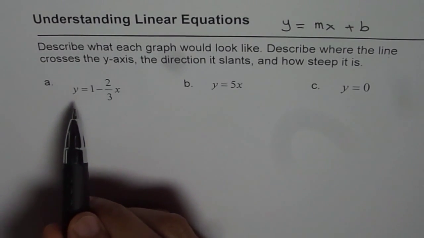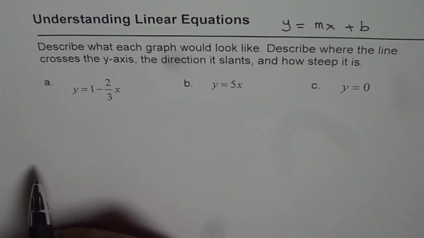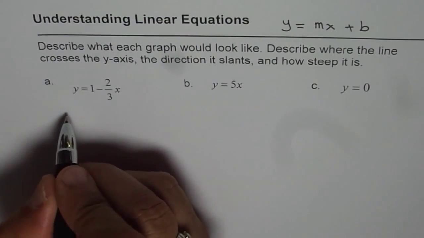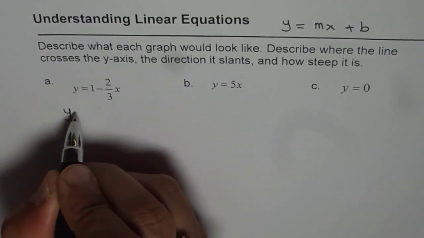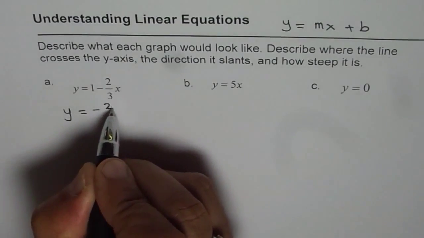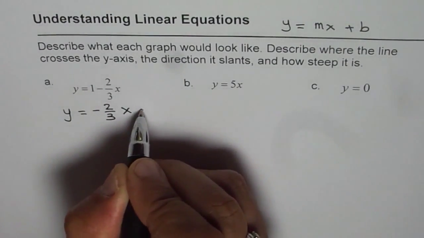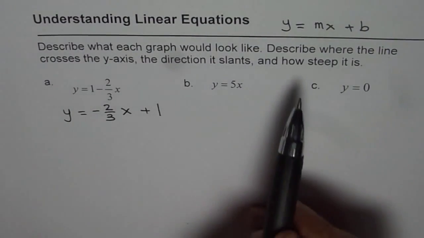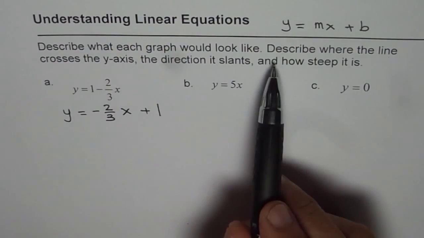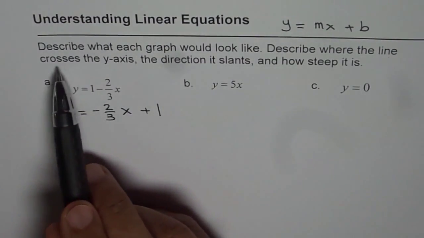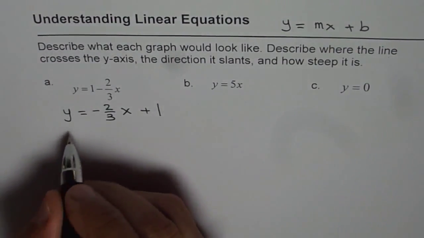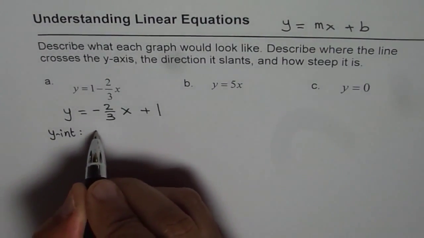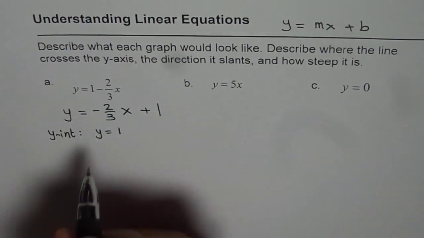The first equation is y equals 1 minus 2/3 x. Let's rewrite this in standard slope-intercept form. I'll just rearrange and write this as y equals minus 2/3 x plus 1, right? Now once I do that, then we can describe our line. It has a y-intercept, that means it crosses the y-axis at 1. So we'll say b, or y-intercept, is at y equals 1.